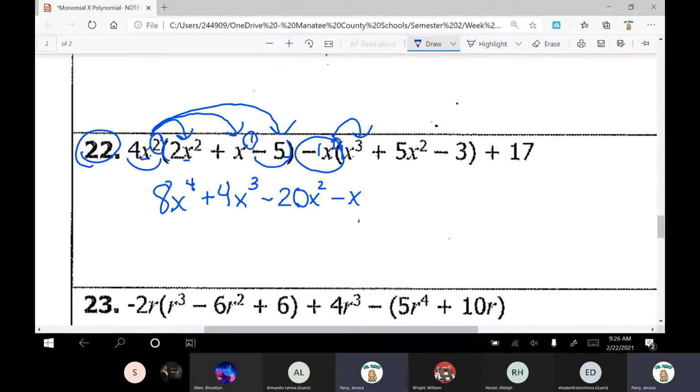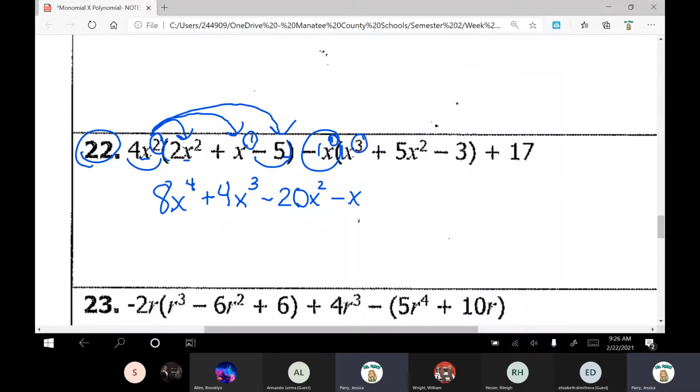Exponent of 1. Here, let me erase some of this stuff so we can see better. Exponent of invisible 1 plus 3 is 4. That was our first jump. Going on to our second jump. Coefficients, the numbers. -1 times +5. Negative times positive is negative. 1 times 5 is 5. And then we've got our variables x. Exponent of 1 plus 2 is 3. So that jump is done.